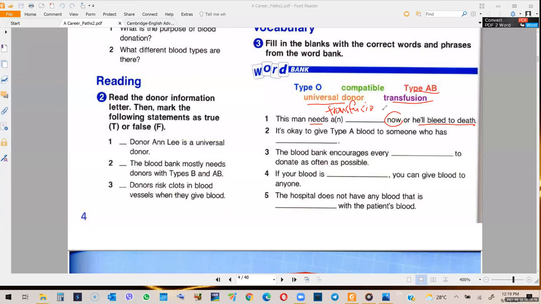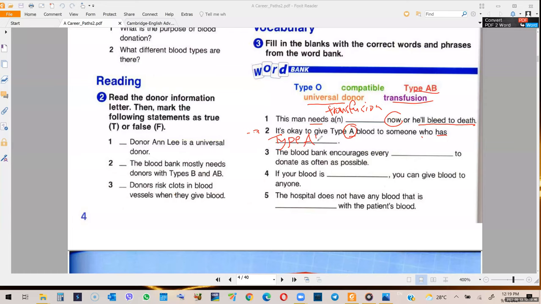Good. Now, number two. It is okay to give type A blood to someone whose blood is what? Good, all of you know this. So type AB. Very good.